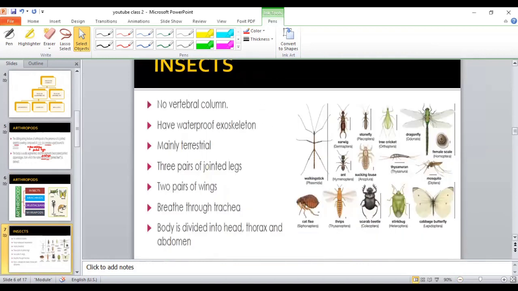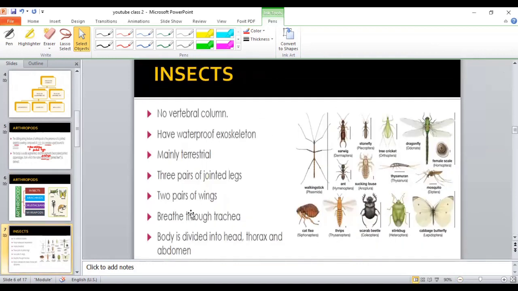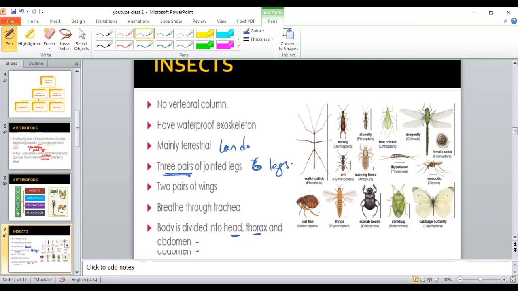Now, first of all, we are talking about insects. Insects belong to the phylum invertebrates. It means they don't have a vertebral column, and they have an exoskeleton because they belong to phylum Arthropoda. Many are terrestrial. Terrestrial means living on land, a land habitat. Then they have three pairs of jointed legs. This is my main feature, that three pairs of jointed legs means in total they have 6 legs. 3 pairs means 6 legs. They have 2 pairs of wings. They breathe through trachea, and the body is divided into 3 segments: head, thorax, and abdomen. Is it clear? Now we are moving further.